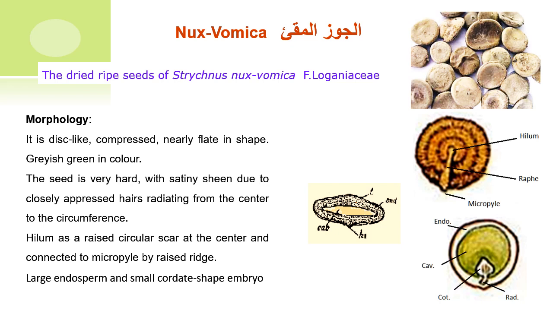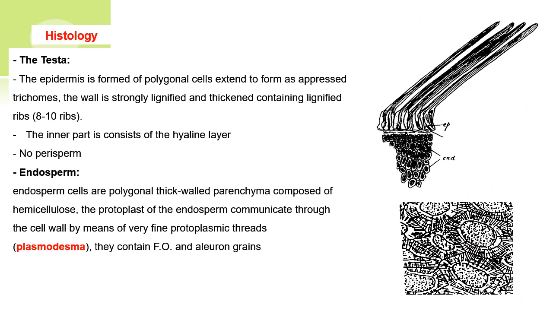A T-cut in the seed shows the central cavity, the endosperm, and the seed coat or testa. Microscopically, the testa is formed of epidermal cells, which are polygonal, and each cell is extended into a non-glandular unicellular hair, strongly lignified and thickened with 8 to 10 ribs. The epidermal cells are also lignified.